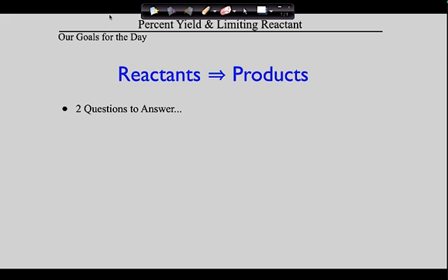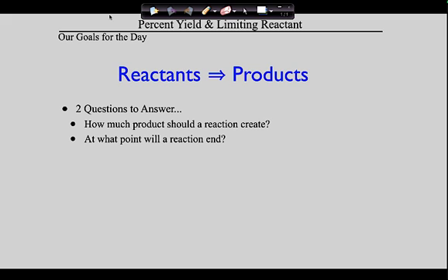All right, guys, don't write this down, but here are our goals today. Obviously, we're going to talk about percent yield and limiting reactants, but these are the questions that we're going to answer. We understand that reactants turn into products. That's how reactions take place. The questions we're going to answer today are two. Question number one: how much product should a reaction make? If we know how much reactant is going in, how much product should that reaction make? That is what is called a percent yield calculation.